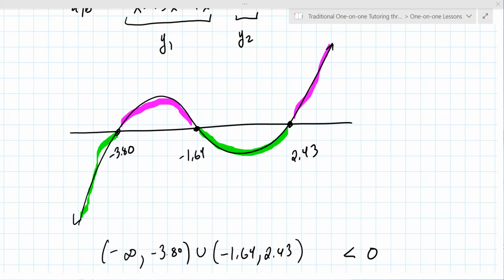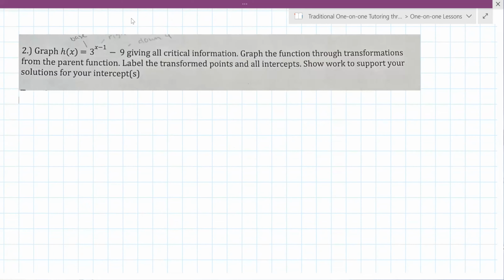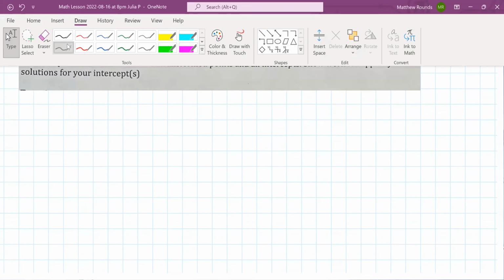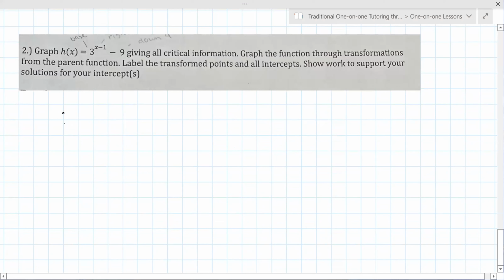All right, so the next question here is, there's a lot that goes into being able to do this. The first thing is to know the parent function. They sometimes emphasize this at your school a lot. The parent function is 3 to the x, and it's exponential growth. So it looks something like that.